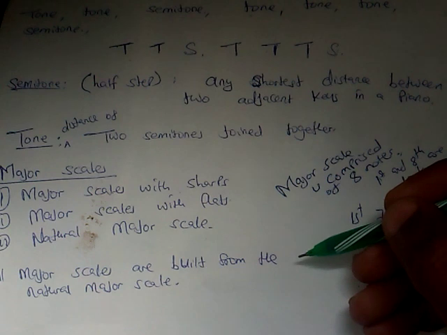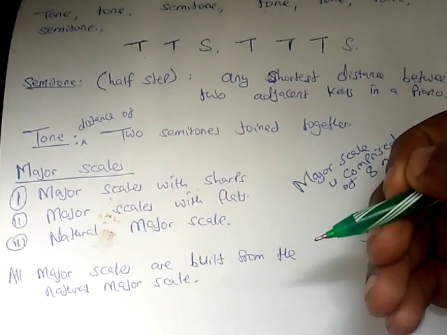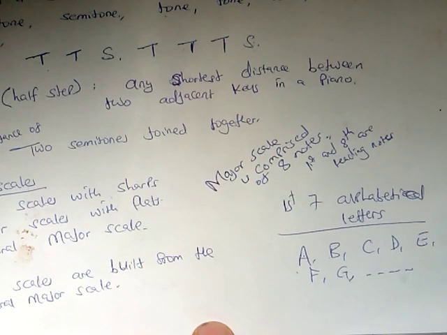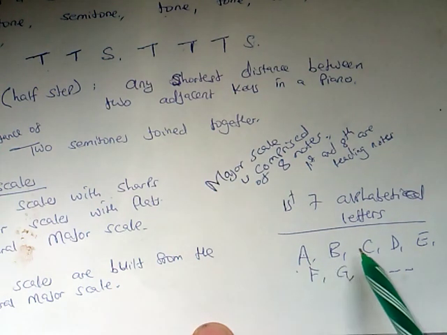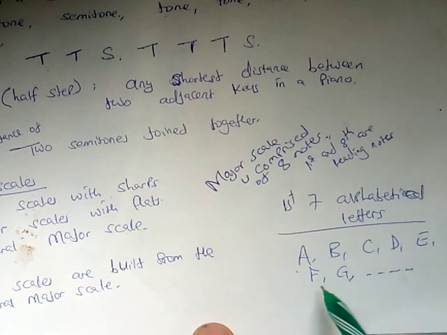Major scales are built from the natural major scale. And as we said, in music we use the first 7 alphabetical letters. That is A, B, C, D, E, F, G. Upon reaching G, the sequence begins again with A, and it continues like that.